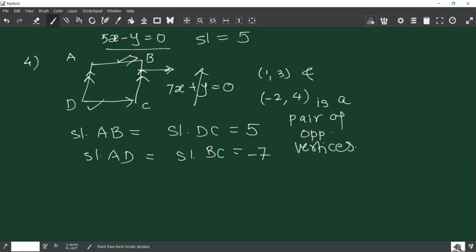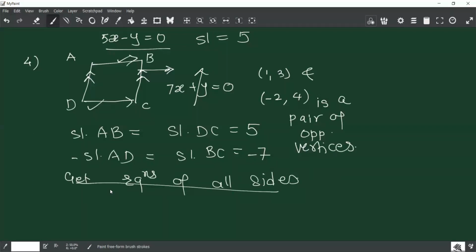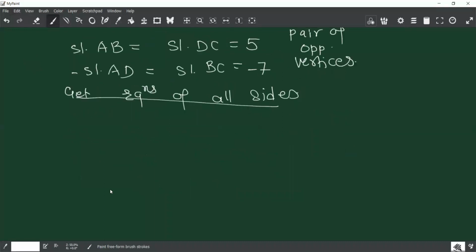You have to get equations of all sides. Get equations of all sides. Will you try? Yes, chapter will get over today. I hope you have understood all the concepts. We have done all variety of problems. What seems small now?